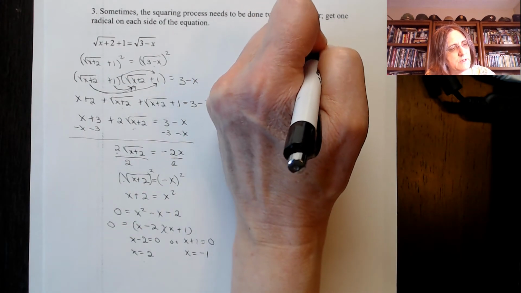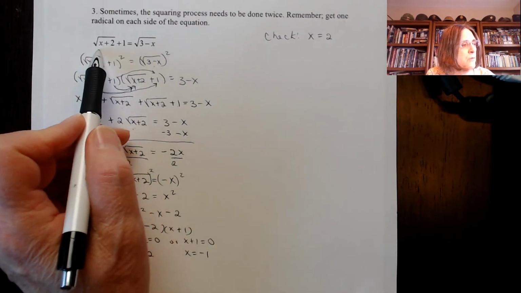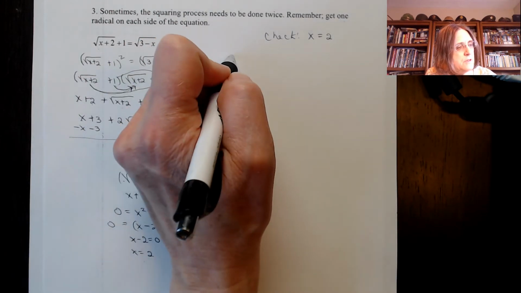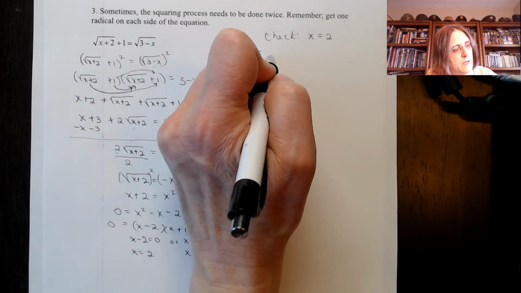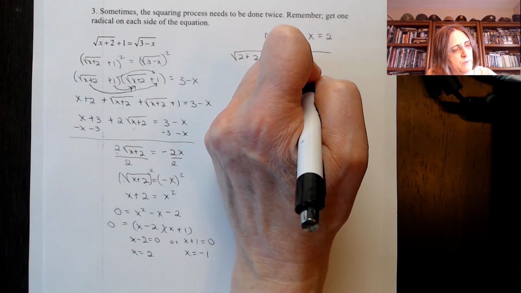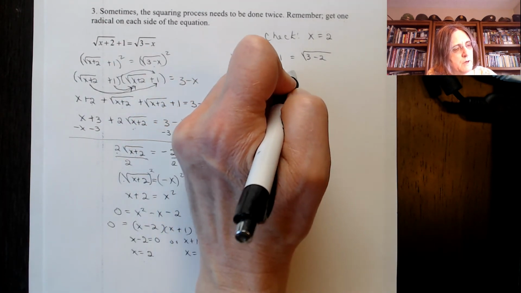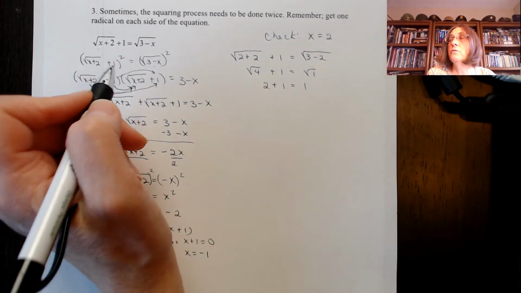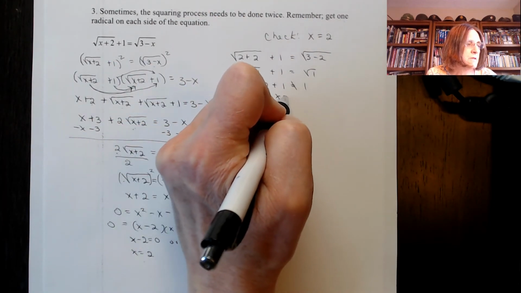Let's start with checking x equals 2, substituting it into our original equation. Always, always, always substitute and check in the original equation. So we have the square root of 2 plus 2, outside the root plus 1, equal to the square root of 3 minus 2. So we end up with the square root of 4 plus 1 is equal to the square root of 1. Or we get 2 plus 1 equals 1. I don't think so. This one doesn't work, so x does not equal 2.